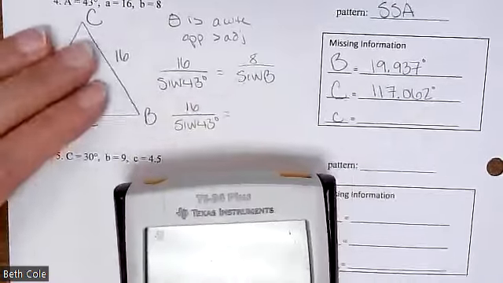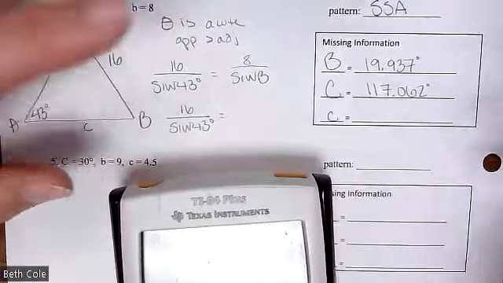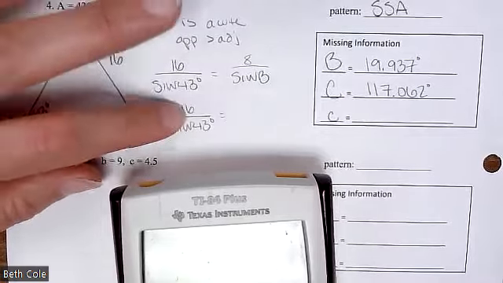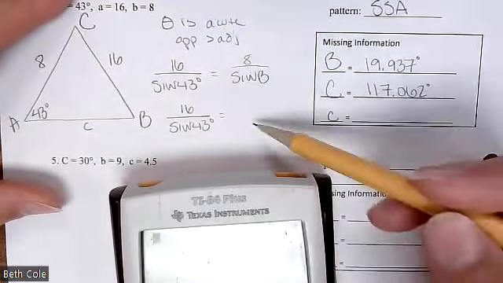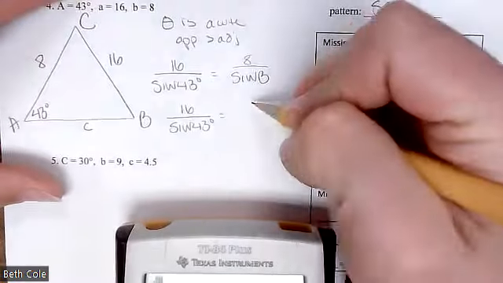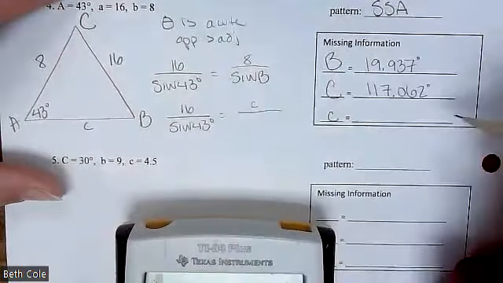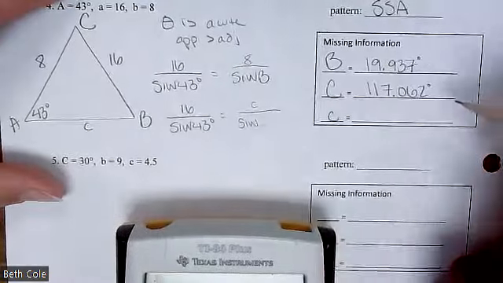All right. And this is why I say to write this twice, because after you do all that, you're probably going to forget what you need to do. You already have it set up. What's the last thing you're trying to find? That's what needs to go over here. C over sine.